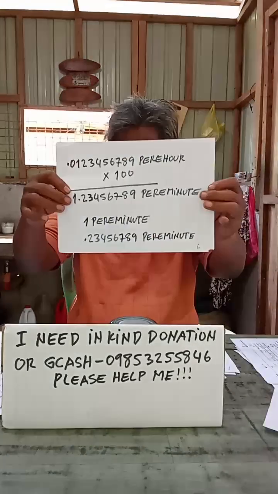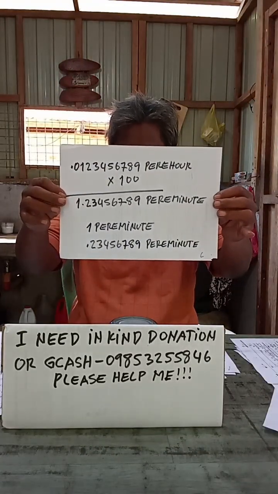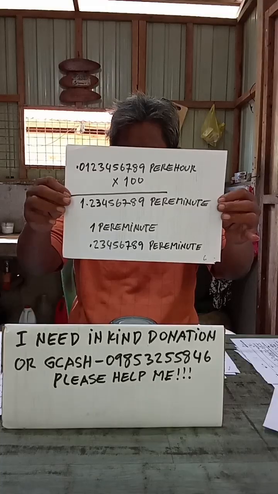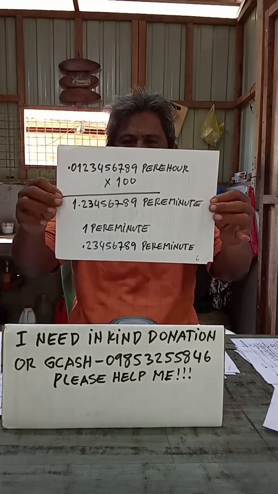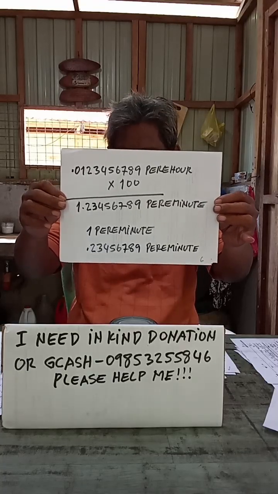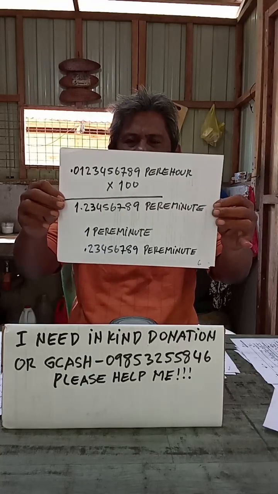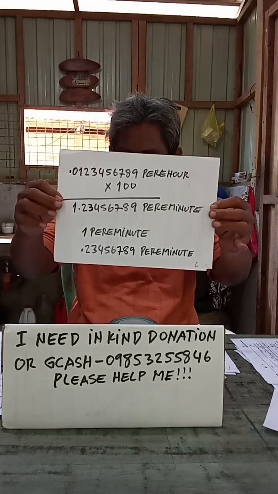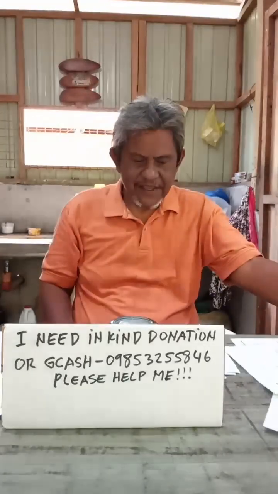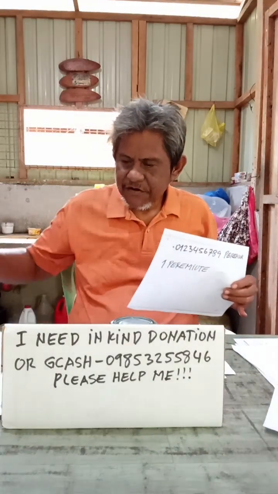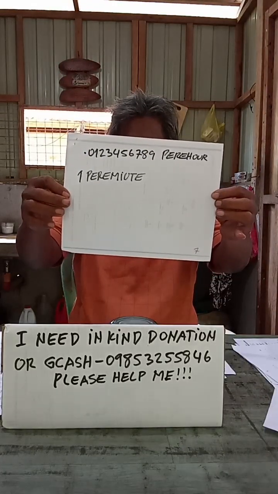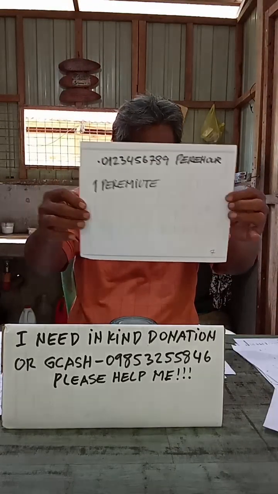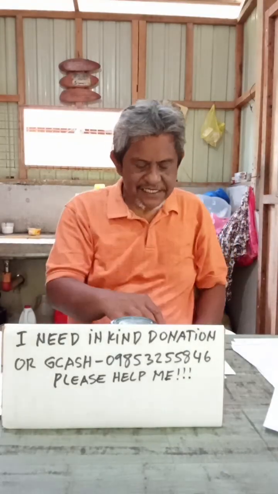So we have now 1 per minute and 0.23456789 per minute remaining. So, put aside a 1 per minute, then the remaining is 0.23456789 per minute. Okay. So, we have now 1 per minute from the decimal per hour. Okay. Next.